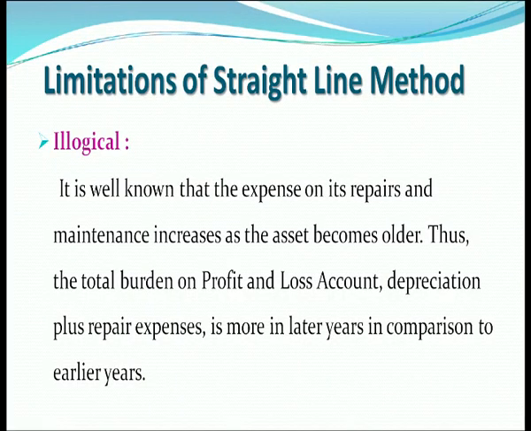Then sometimes it becomes a very illogical approach, in the sense that it is well known that the expenses on repairs and maintenance increase as the asset becomes old. Thus, the total burden on the profit and loss account, that is depreciation plus the repair expenses, is more in the later years in comparison to the earlier years, whereas it should be the other way around. It should be apportioned more in the later years, whereas in this method it is apportioned more in the earlier years.